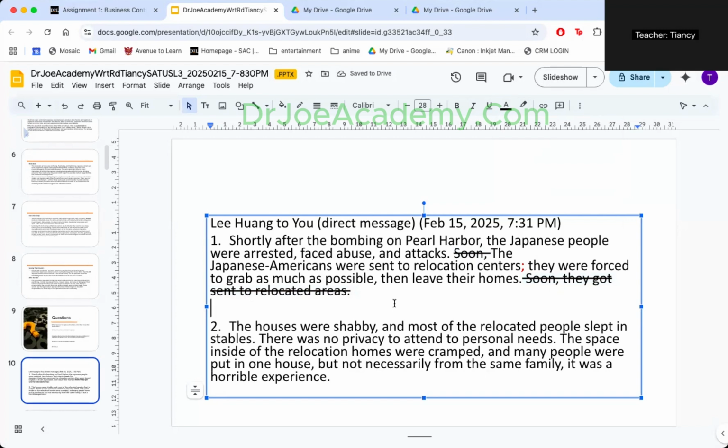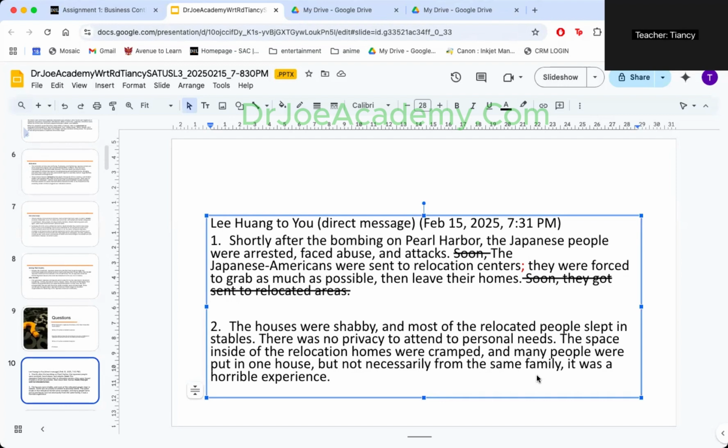Okay, number 2. Lee, can you read that? The houses were shabby and most of the relocated people slept in stables. There was no privacy to attend to personal needs. The space inside of the relocation homes was cramped, and many people were put in one house, but not necessarily from the same family. It was a horrible experience.